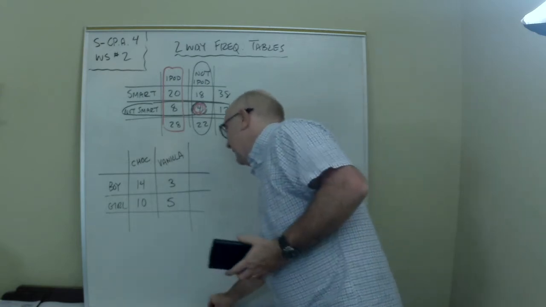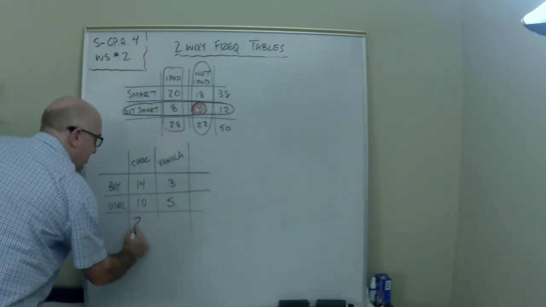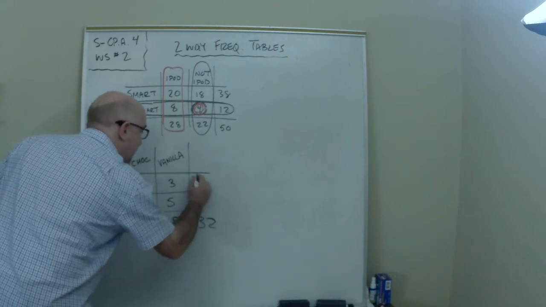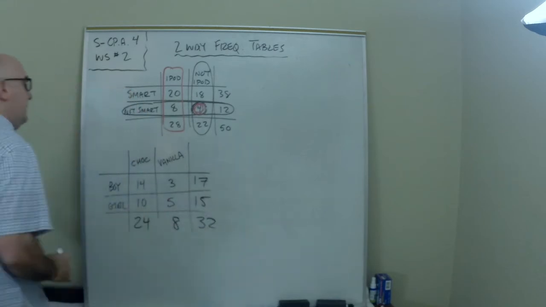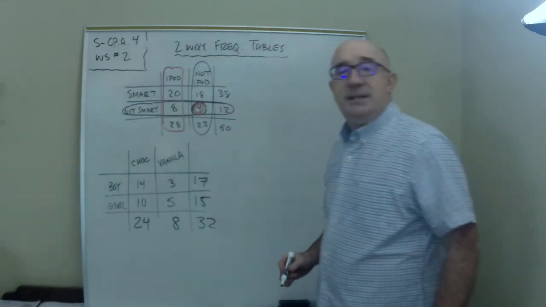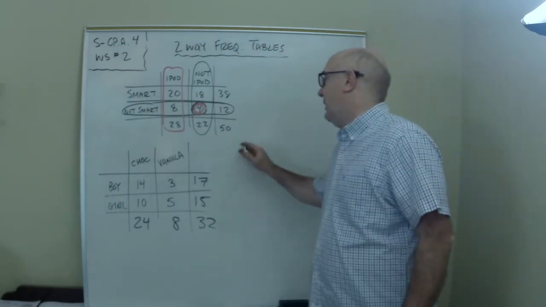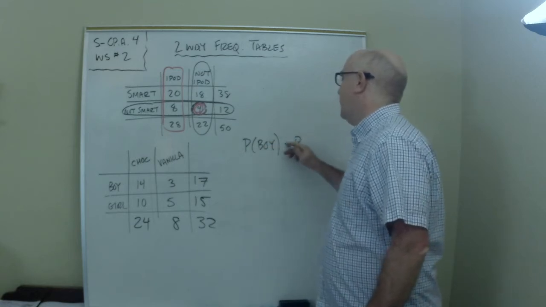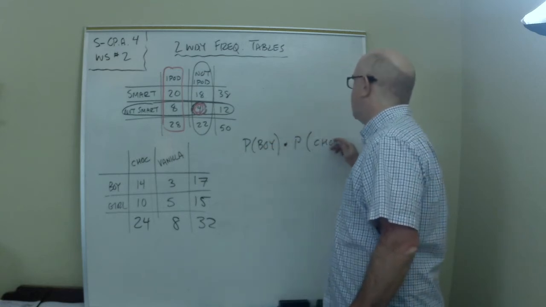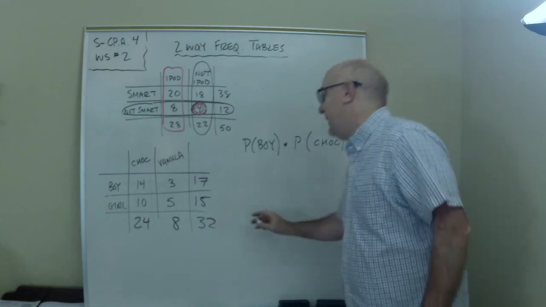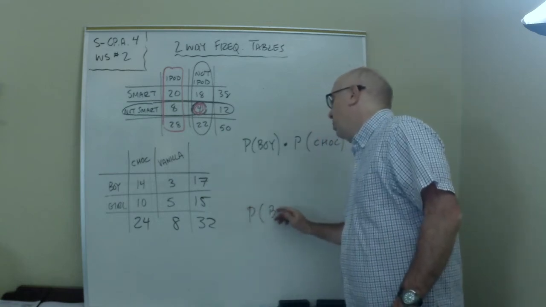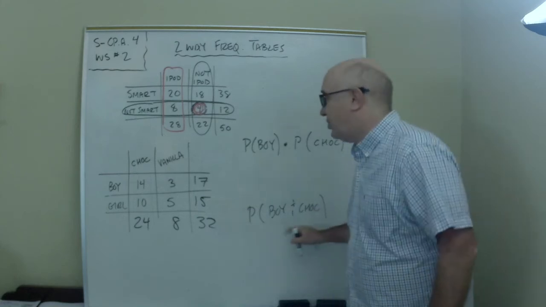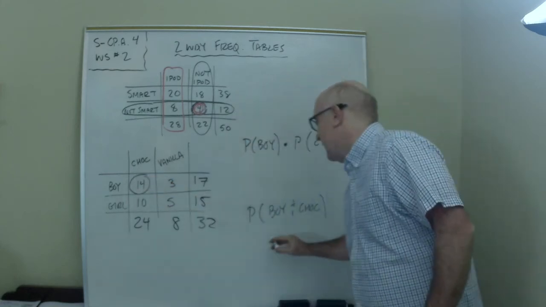Let me just quickly do a similar thing here. Let's do the marginal values: 24, 8. This is 32, 15, and 17. 32, everything adds up. Let's test if these are independent. Let's test if the probability of boy times the probability of chocolate is the same as the probability of boy and chocolate. So boy and chocolate is right there, 14 out of 32.